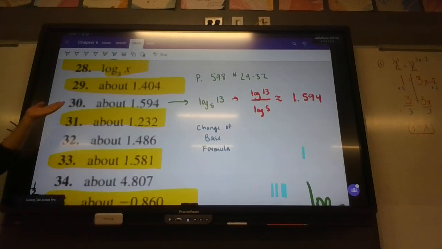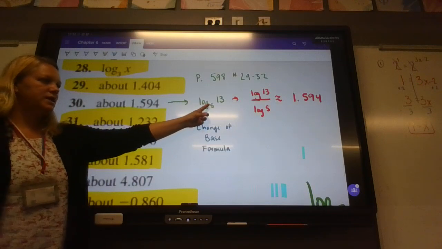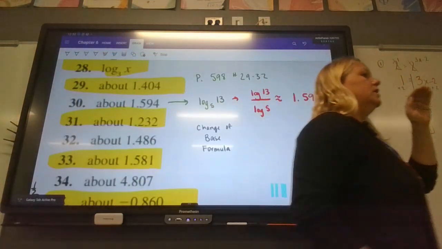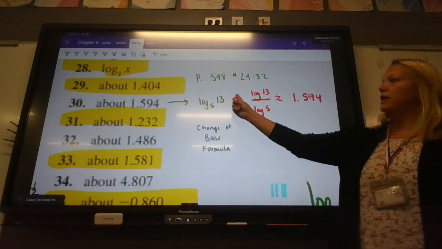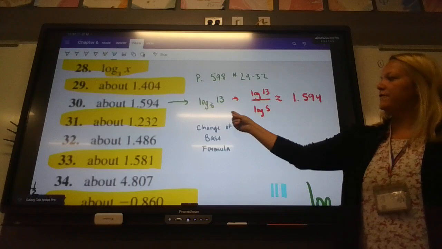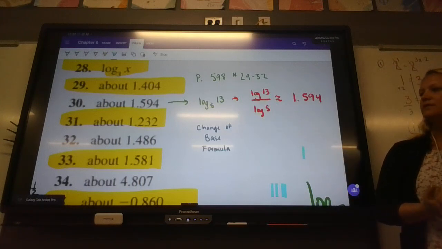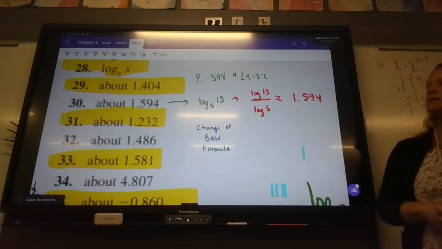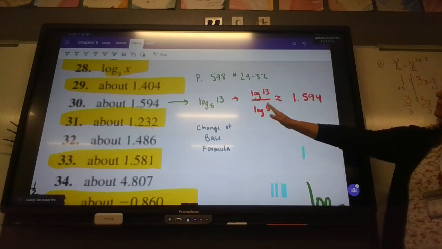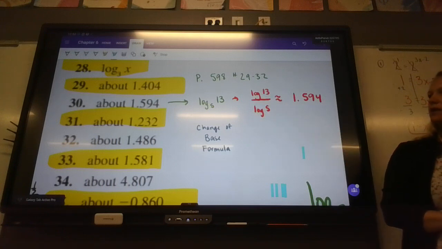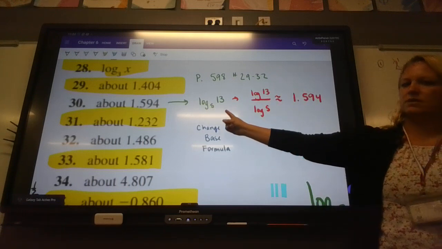So, for instance, number 30 was assigned to you. It was log base 5 of 13. Right now, this logarithm is base 5. You can change the base if you set it up into a fraction correctly. The 13 goes up high in the numerator, the 5 goes in the denominator, and your new base is base 10. This is useful because most calculators do base 10. So then you can hit the fraction button on the calculator, log 13 divided by log 5, and you get your answer. And then you can always check it. 5 to this power is 13.